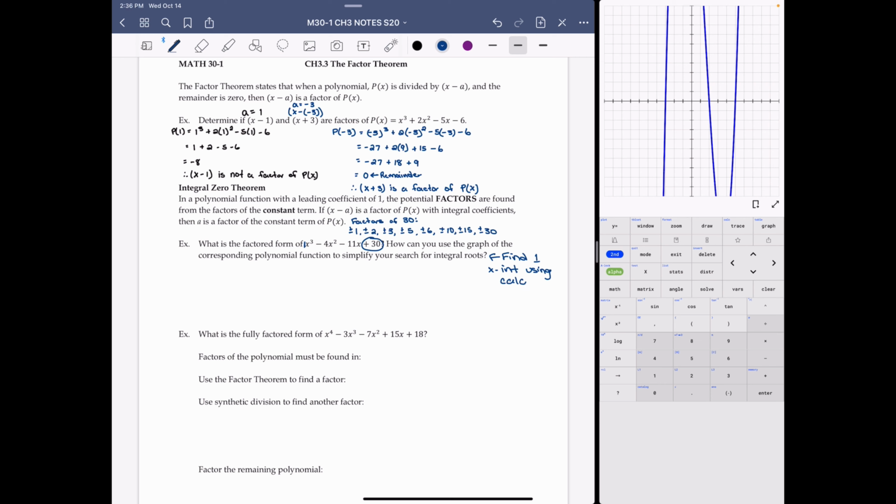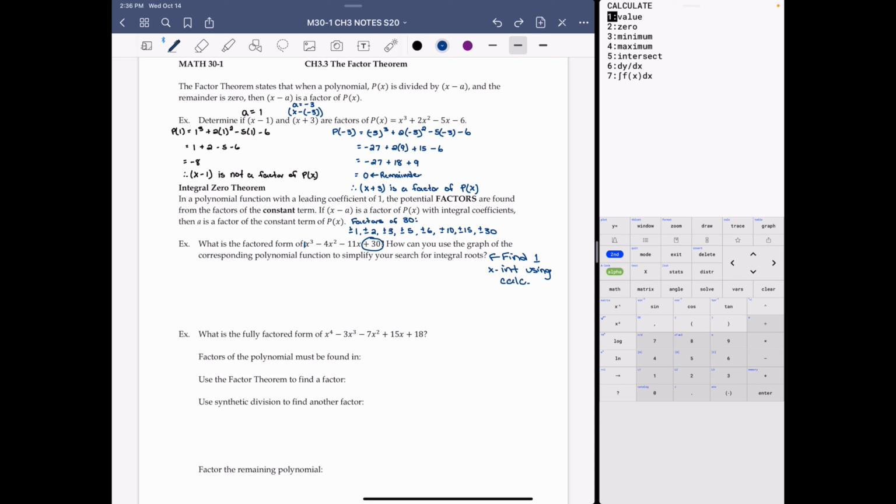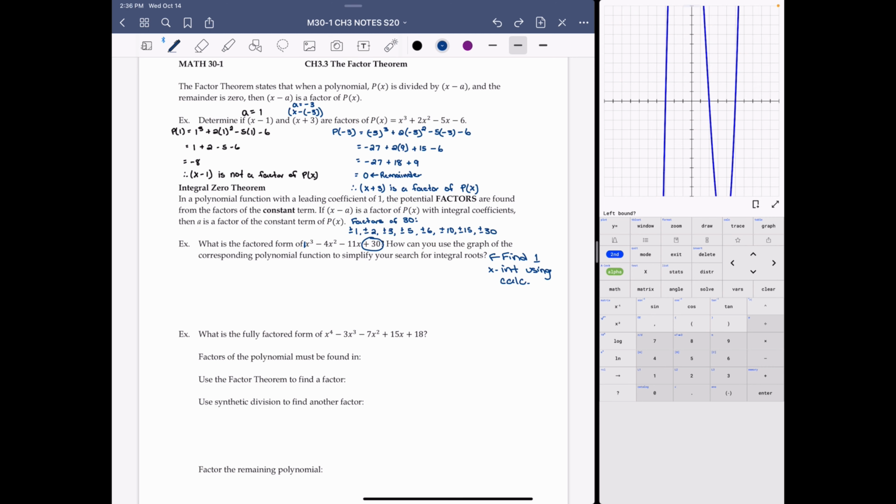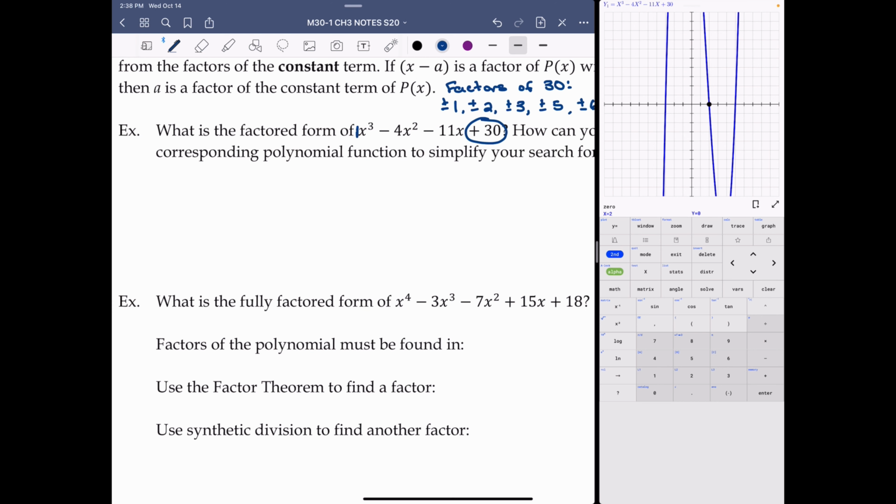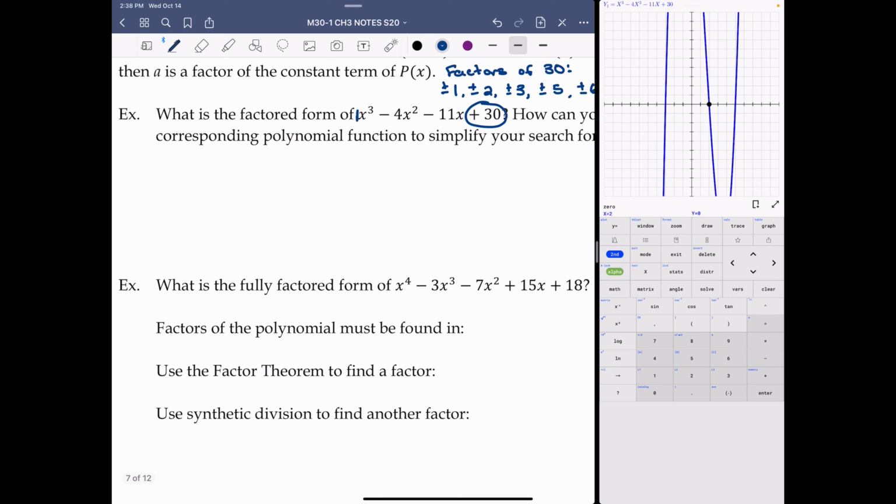using your calculator. You can do that here. Second trace. Number 2, we just need one of them. So I'm going to find this one here. So left bound of that x-intercept, hit enter. Right bound of that x-intercept, hit enter. Hit enter again. It's at x equals 2. So we sub in 2 for our x value.